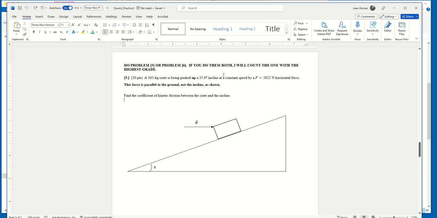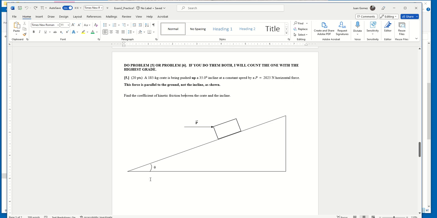And problem 5, it's an inclined plane problem. We've seen it a couple times in the notes where you have a crate, and we know the mass, we know theta, we know the magnitude of the pushing force. So it's being pushed up the incline at a constant speed by this pushing force P. This force is parallel to the ground, not to the incline. So in other words, P is in the original positive x direction.